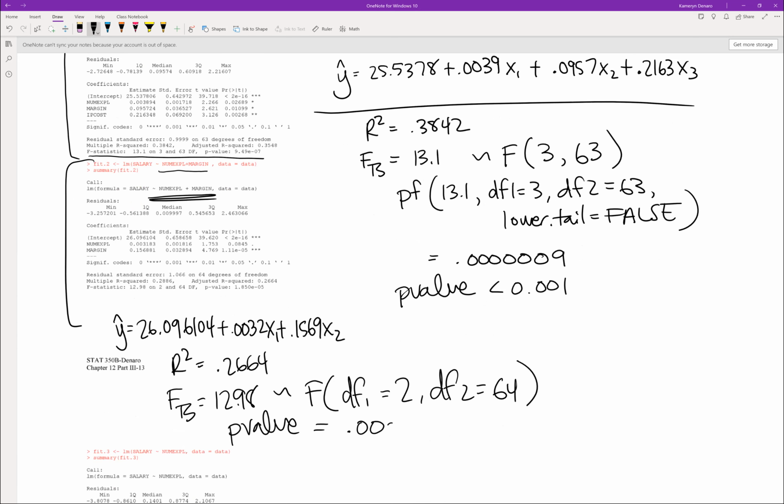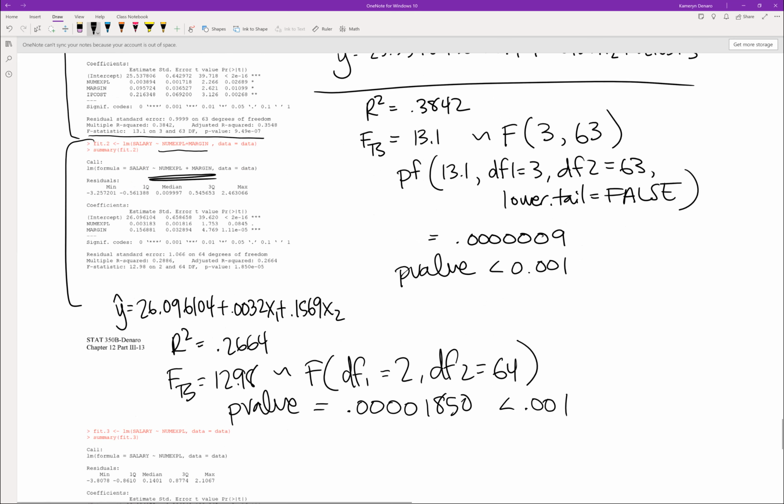It's 0.12345, right? That's less than 0.001. All right, so overall number of employees and profit margin are predictive of salary.